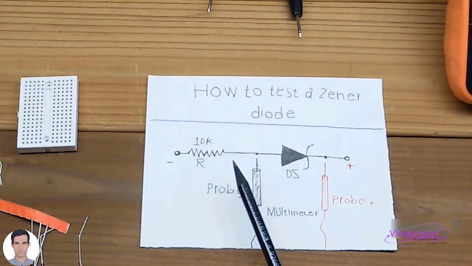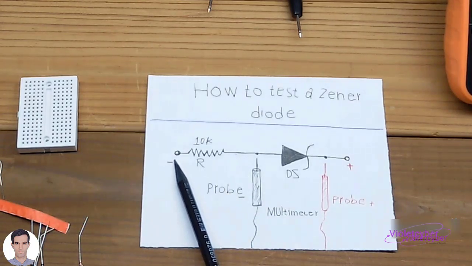In the next step, connect the negative probe of the power supply to the end of the resistor and the positive probe of the power supply to the cathode of the diode.